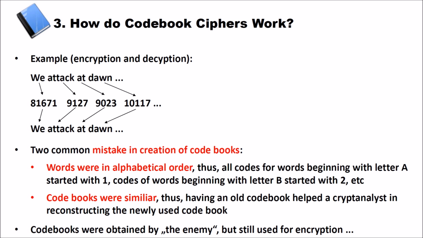And then the second mistake in creation of codebooks was that codebooks were similar. Thus, having an old codebook helped a cryptanalyst in reconstructing the newly used codebook. And they really did this. They updated the codebook and took parts of other codebooks. The constructions were similar and it made it easier to break these. And of course there was a problem when a codebook was obtained by the enemy but still used for encryption. Then the enemy could decrypt the messages, as happened with the Zimmermann telegram.